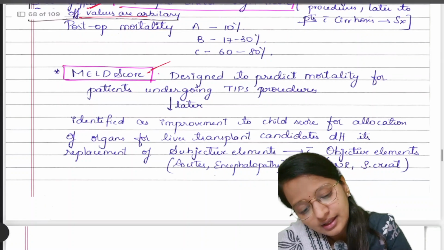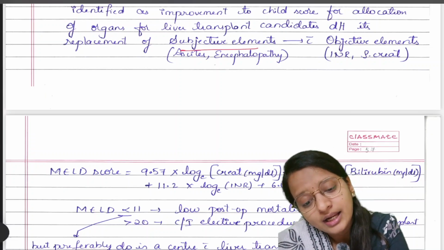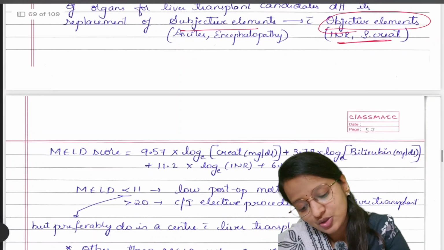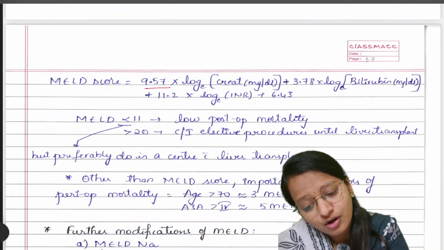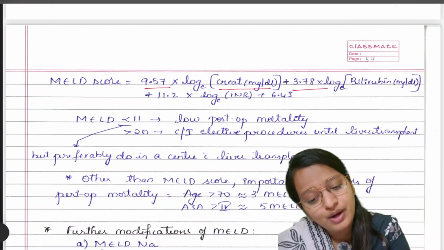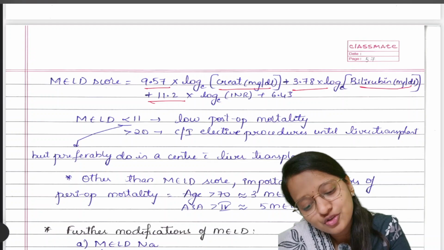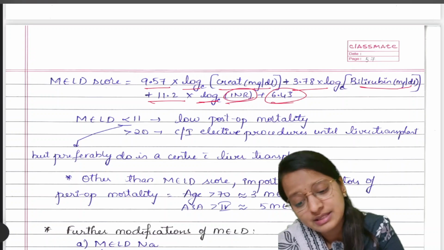In that, subjective elements like ascites and encephalopathy are replaced with objective elements INR and serum creatinine. So this is your MELD score. That is 9.57 into log creatinine, the value of creatinine, plus 3.78 the value of bilirubin, and plus 11.2 into the value of INR, plus 6.43. These are logarithmic values, please remember.